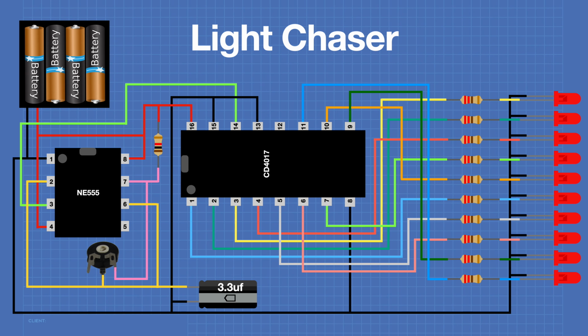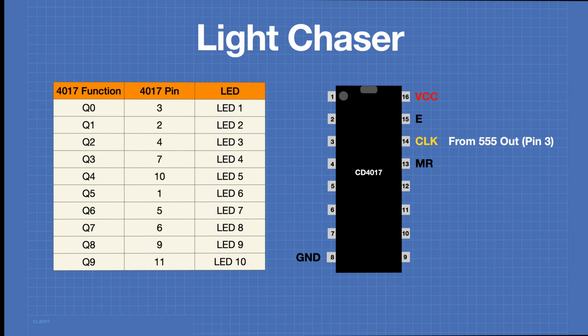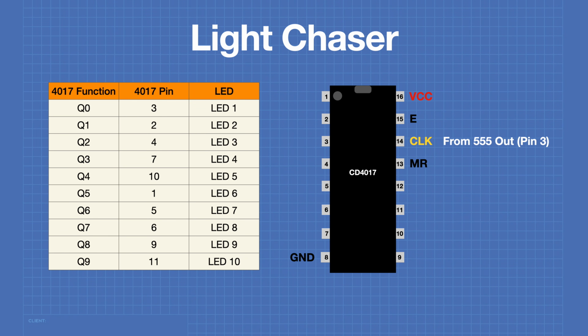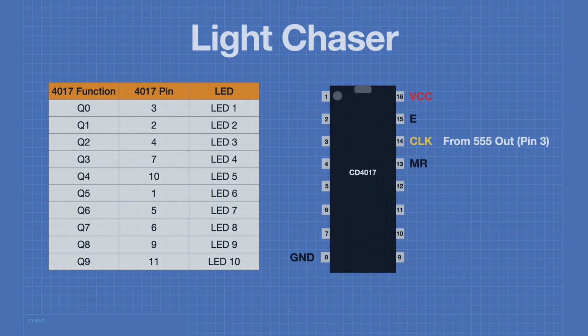Now, in order to simplify the wiring, I've created this chart for you, and the chart shows you the function in the 4017, the actual pin number, and the LED that is connected to that pin through its dropping resistor. So this will make it a lot easier to wire up, and it's really not that difficult to wire when you have something like this. So let's wire this up and take a look at our light chaser.